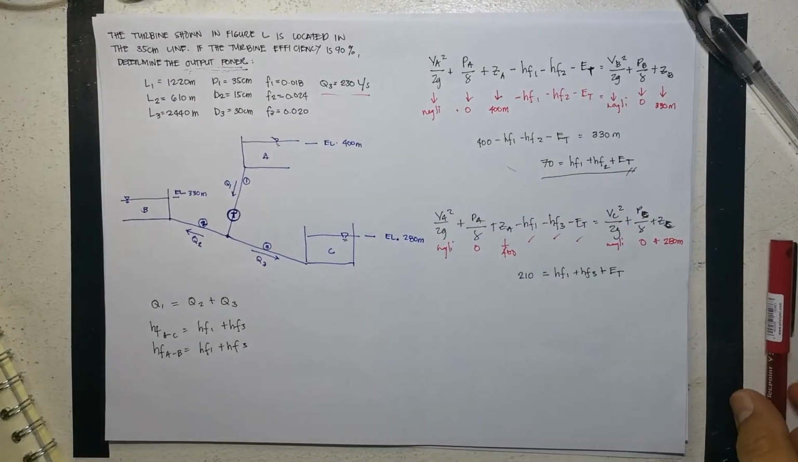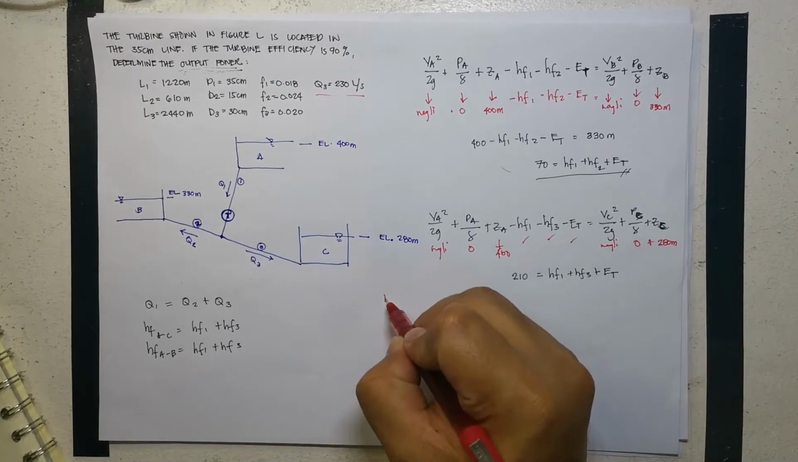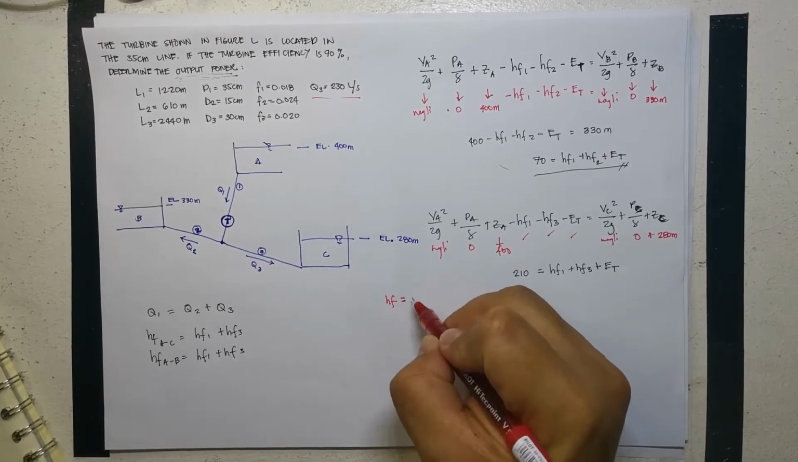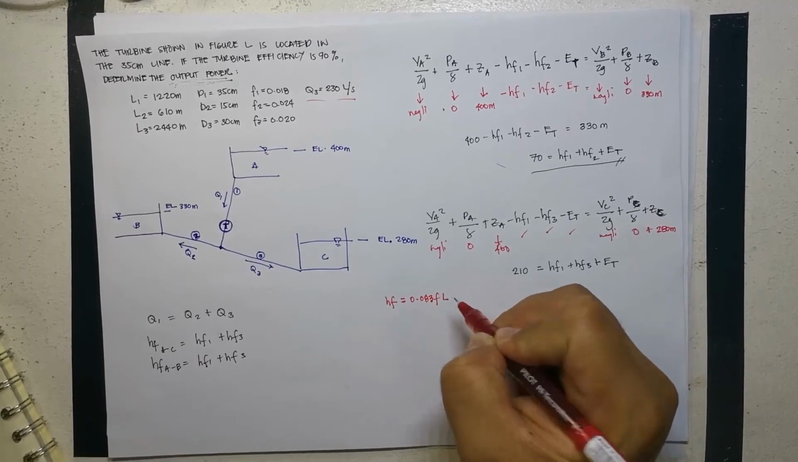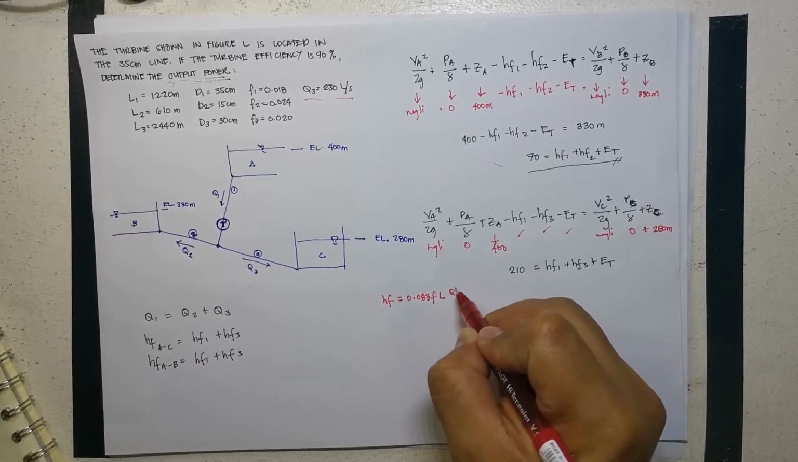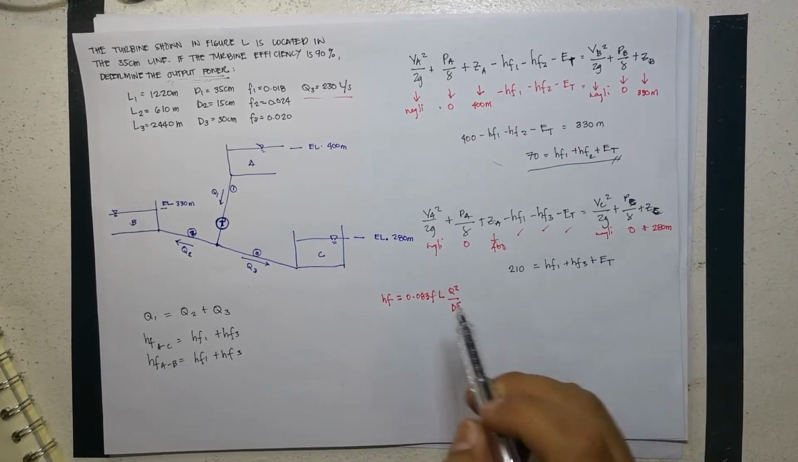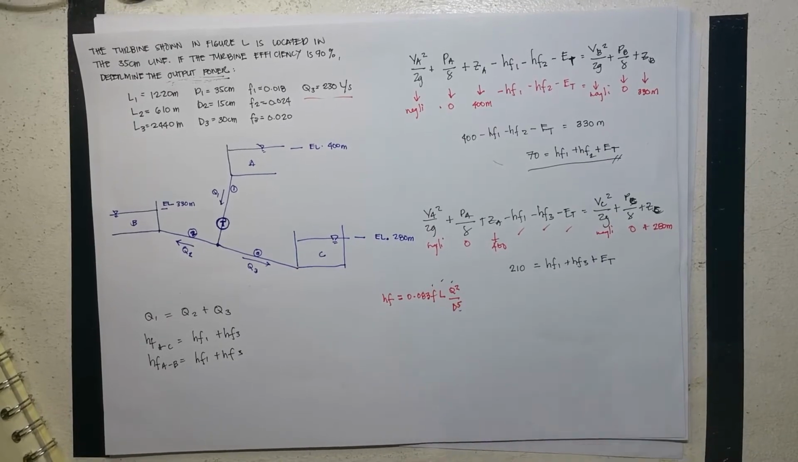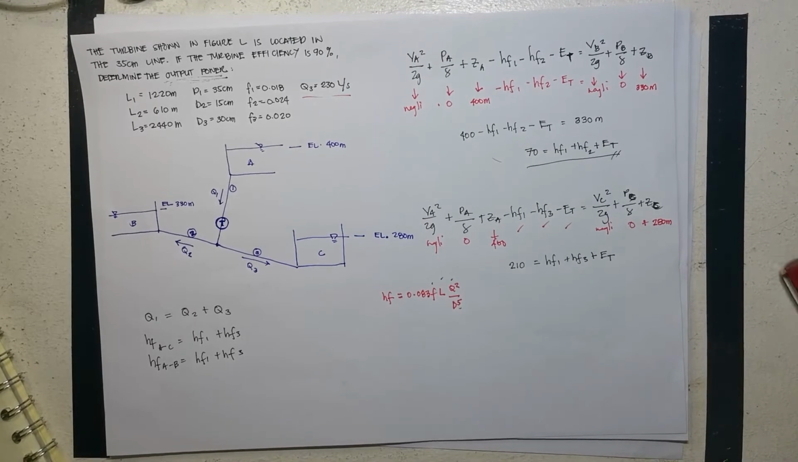So pag ginamit natin yung formula na HF is equal to 0.083 FL Q squared over D raised to 5. So meron naman tayong Q, meron tayong L, meron tayong F, meron tayong D. So masosolve natin si HF3. Tama? So try natin i-solve si HF3.